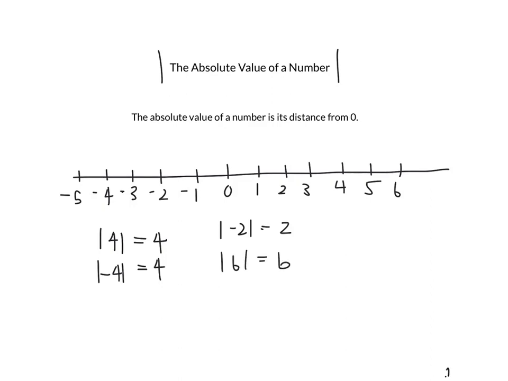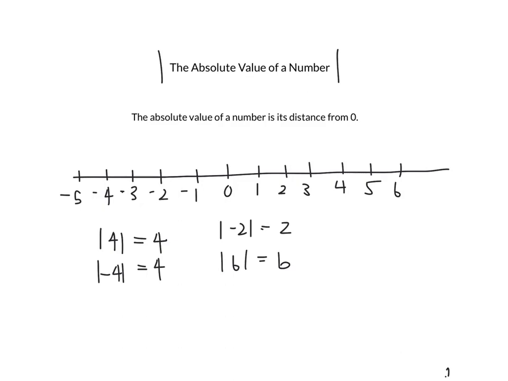So if you see a pattern, anytime a positive number goes inside an absolute value function, it comes out exactly the same. But anytime a negative number goes into the absolute value function, it comes out the opposite. It comes out positive. So anything that goes into this function is going to come out positive.